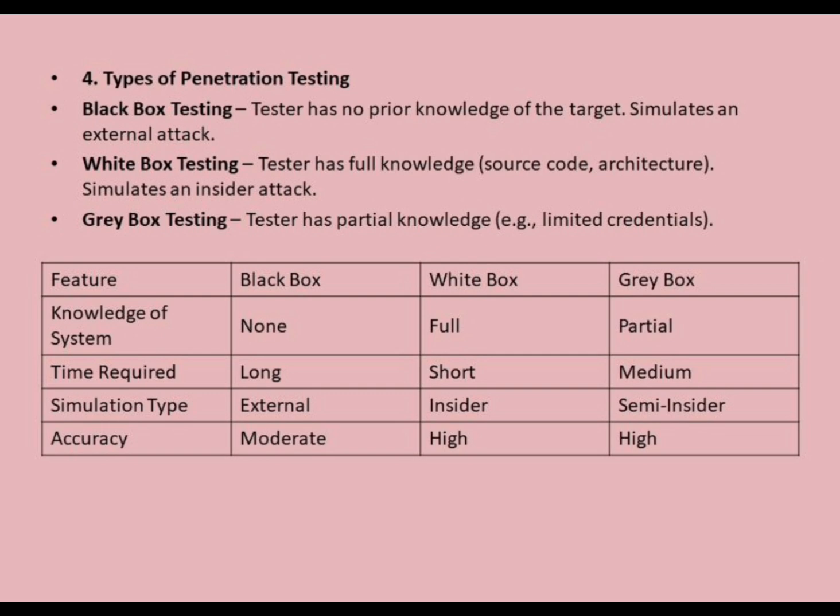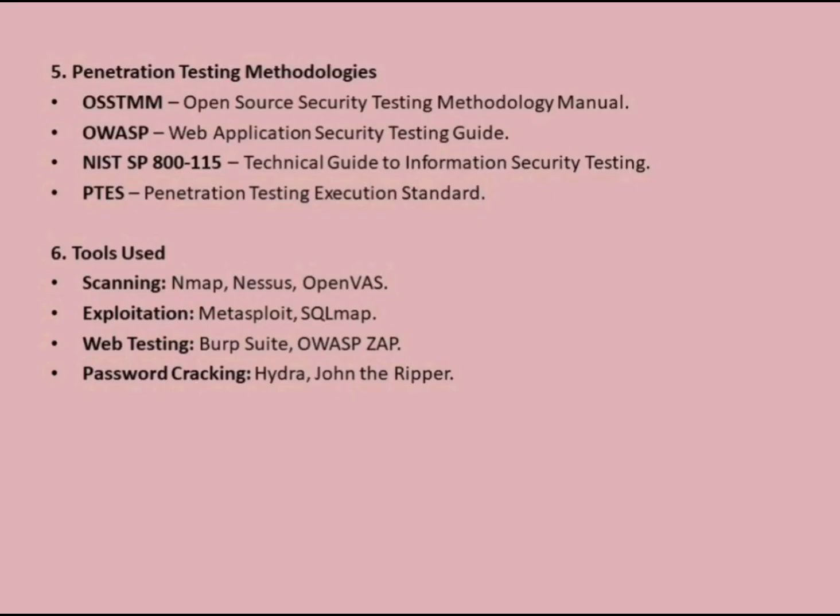The tester can simulate an attack by someone who has gained limited access to the system, like a malicious insider with normal user privileges. For example, if a tester is given a standard employee login to an internal portal, they may attempt privilege escalation attacks to see if they can gain admin-level access. Gray box testing is often considered practical because attackers in real life often manage to steal some level of credentials before attempting deeper attacks.